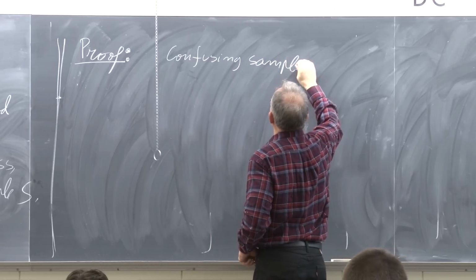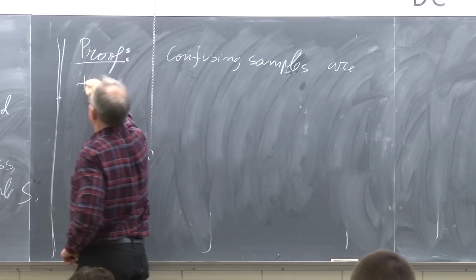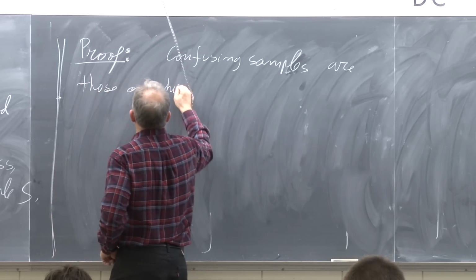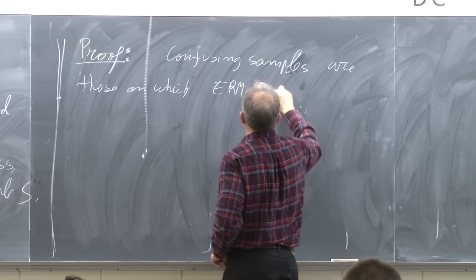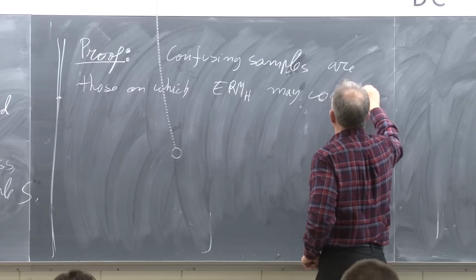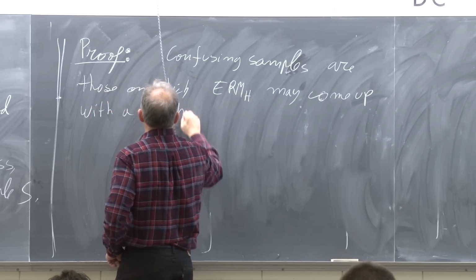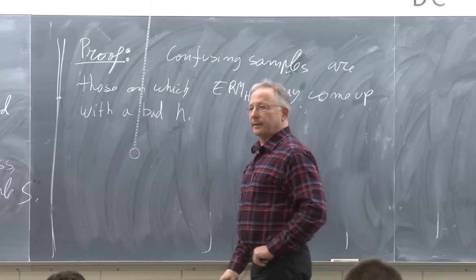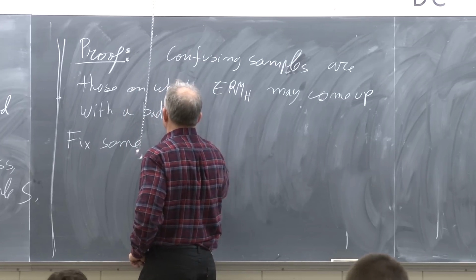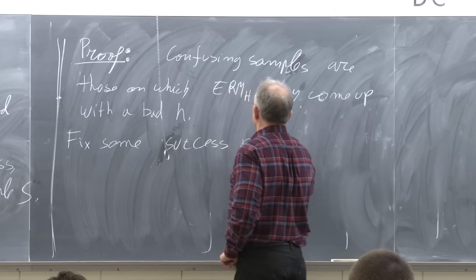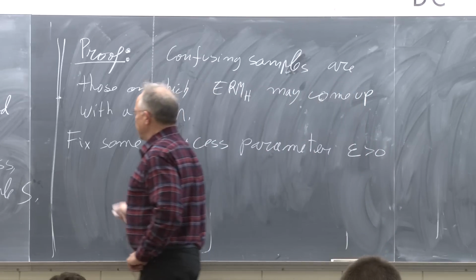So the set of confusing samples are those on which ERM H may come up with a bad h. So in order to quantify it, let us fix some parameter, a success parameter, epsilon, some small number.